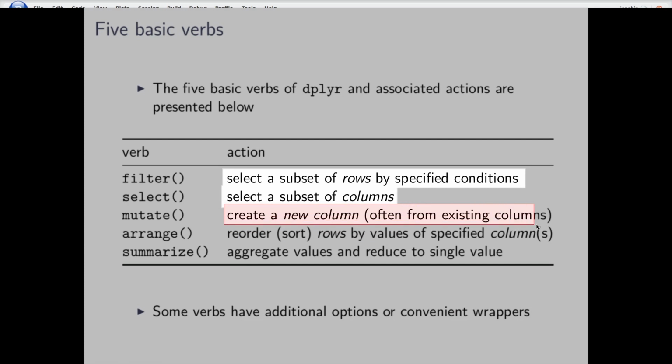Another verb would be to create new columns, and this is usually by combining existing columns. The next task would be to sort or reorder, or in dplyr's case, arrange the data by certain criteria. For example, if you want to rank your students by the lowest to highest scores. And finally, the 5th verb is to summarize. It's aggregating values into a single value. And we'll take a closer look at each of these verbs.